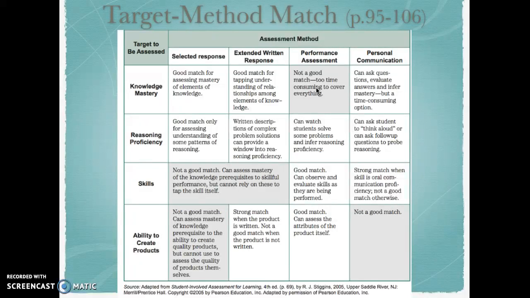The last thing I kind of want to highlight on this chart, obviously there is so much here, but I thought that the selected response in terms of reasoning proficiency was interesting, in that it's a good match only for assessing understanding of some patterns of reasoning. So I think that selected response is great, but it has its limitations. And I think that a selected response is oftentimes overused in the classroom, especially with reasoning.